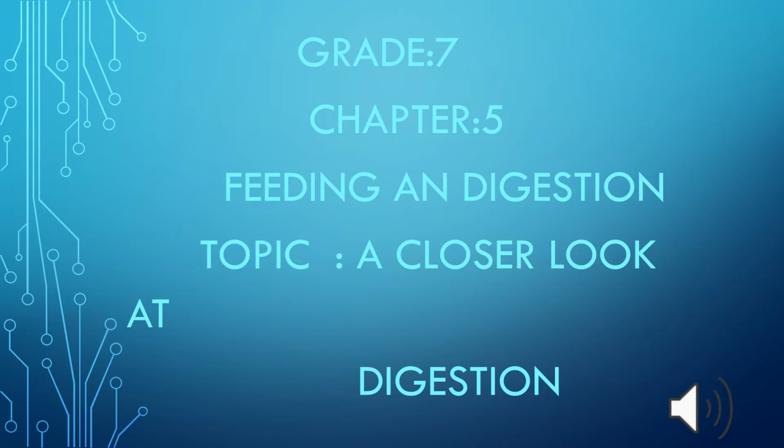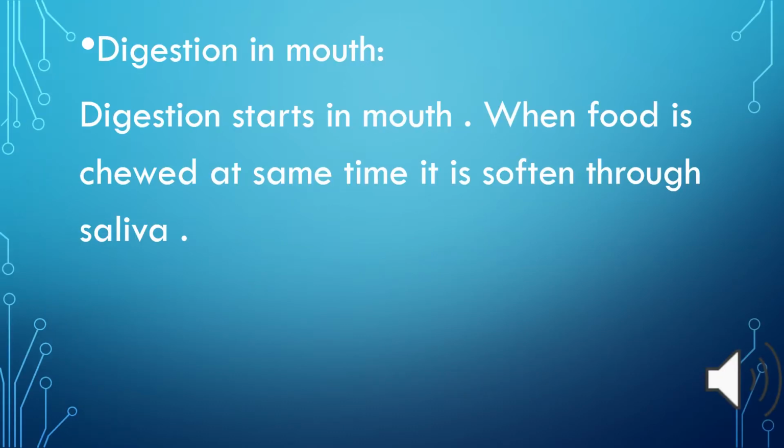Feeding and Digestion. Topic: a closer look at digestion. Dear students, digestion happens in some steps, but it starts from the mouth. So our first slide is digestion in mouth. Digestion starts in mouth. Food is chewed, and at the same time it is softened through saliva. Explanation of this.